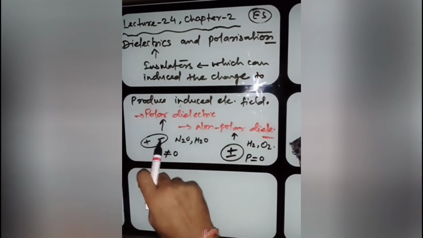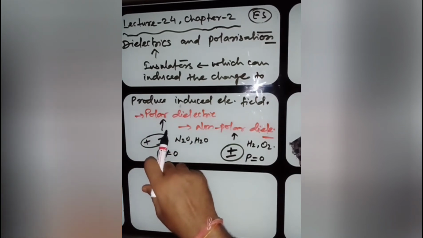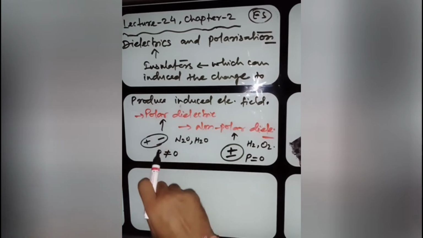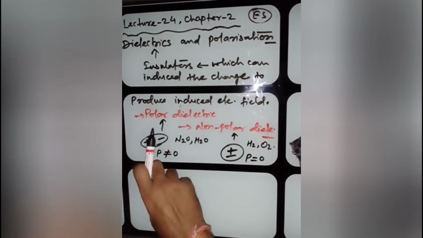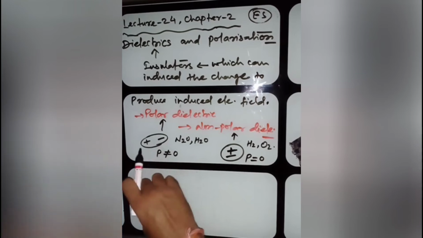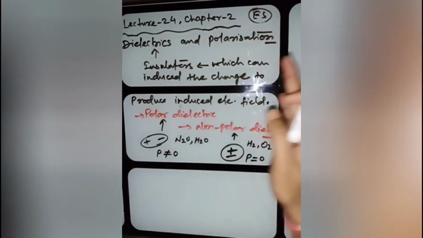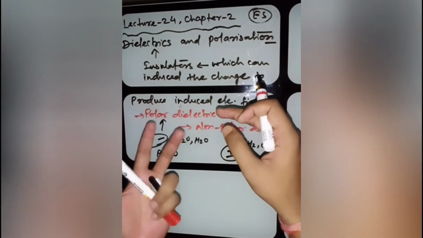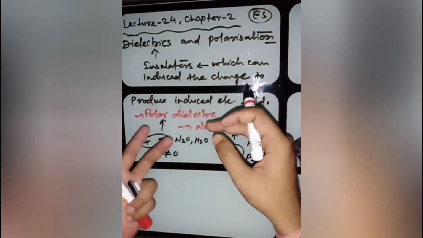Remember, what is important about a polar dielectric is that it has a permanent dipole moment. This is not zero. But there is not just one atom; there are a number of atoms in a dielectric, so whether we have a net dipole moment, we will discuss.